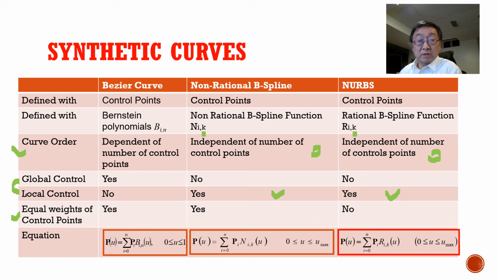Regarding the weights of the control points, for the Bézier curve and non-rational B-spline curve, all the control points are equally weighted. NURBS is different. NURBS allows the designer to assign weights to the control points. That's why NURBS is the most advanced tool in the CAD/CAM system.